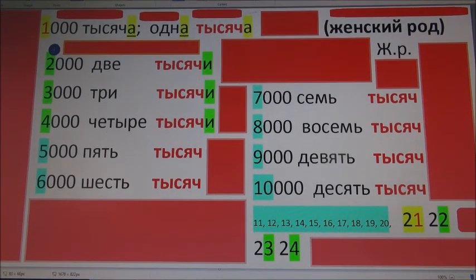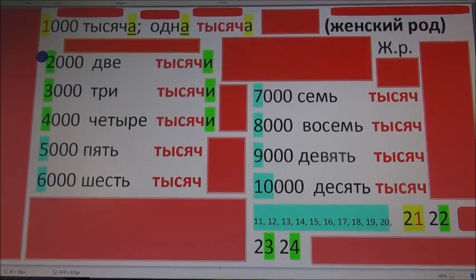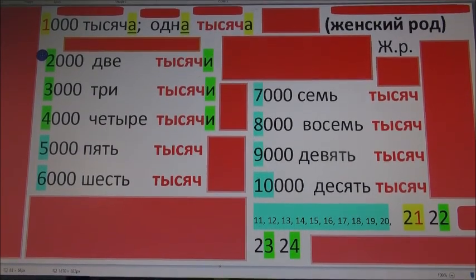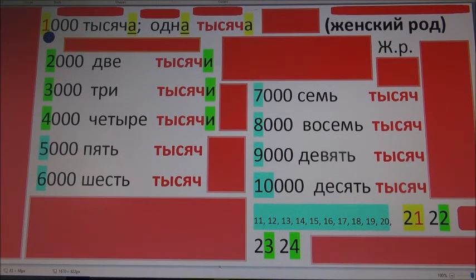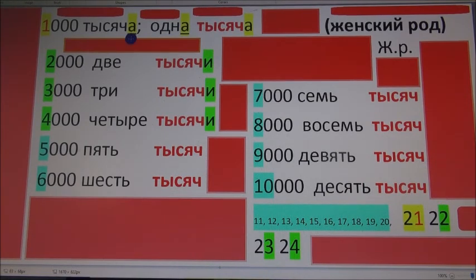Hello. In this lesson, I'm going to teach you how to count in Russian thousands. 1,000 in Russian language is одна тысяча. Тысяча, as you see, has an a ending.